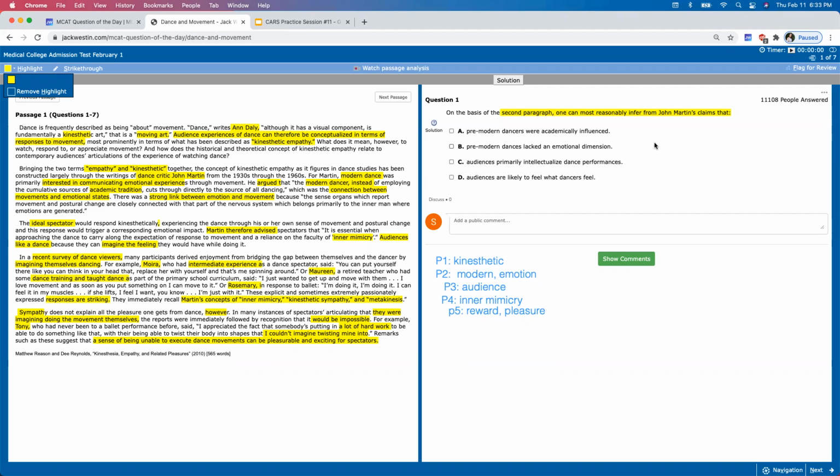Okay, last question. I think this one is pretty straightforward. In the second paragraph, we mentioned that the modern dancers, instead of going to the academic tradition, cut through directly. So pre-modern dancers were probably academically influenced. Yes. Does that make sense? In the second paragraph, he argued that the modern dancer, instead of employing academic tradition, went directly to the source of dancing. So we can infer that the pre-modern dancers were academically influenced from that.